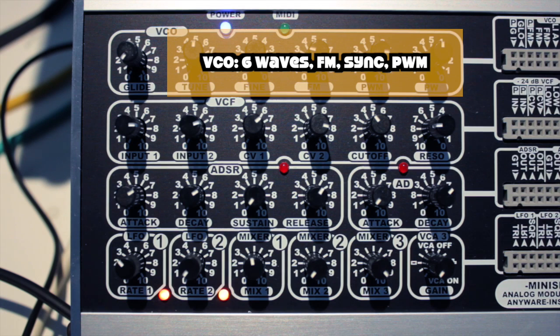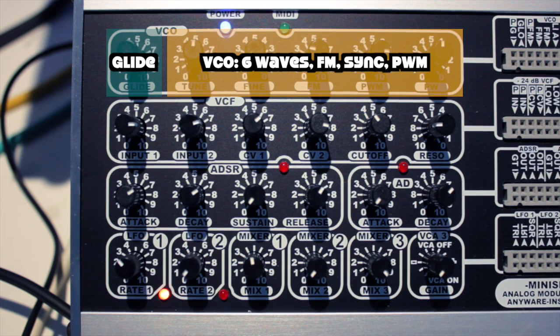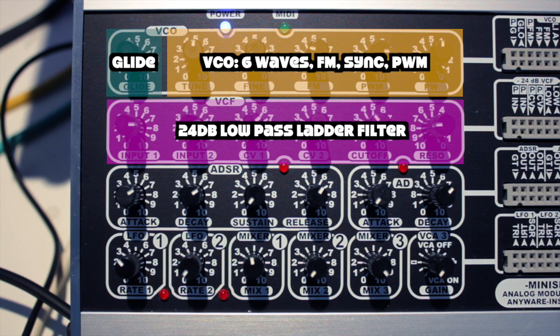There's the VCO with saw, pulse, triangle and sine wave outputs, 2 sub-octave waves and white noise. You can set and modulate the pulse width, sync the VCO and modulate it via linear and exponential FM. Next to it we have a freely routable glide section. And below there is the 24 dB low-pass ladder filter with 2 audio inputs, 2 CV inputs for frequency modulation and of course knobs for cutoff and resonance.